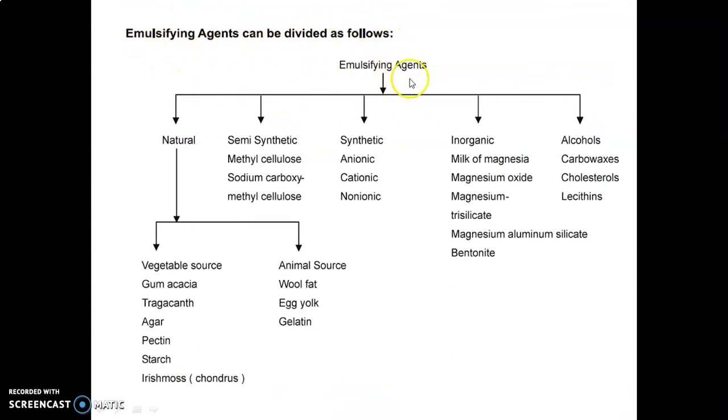The emulsifying agents are natural, semi-synthetic, synthetic, inorganic, and alcohols. In natural there are 2 types, vegetable source and animal source. In vegetable we have gum acacia, tragacanth, agar, pectin, starch, then Irish moss, that is chondrus, and animal source means wool fat, egg yolk, gelatin. Semi-synthetic: methyl cellulose, sodium carboxymethyl cellulose, that is sodium CMC.